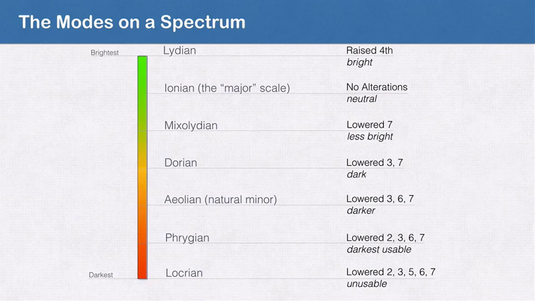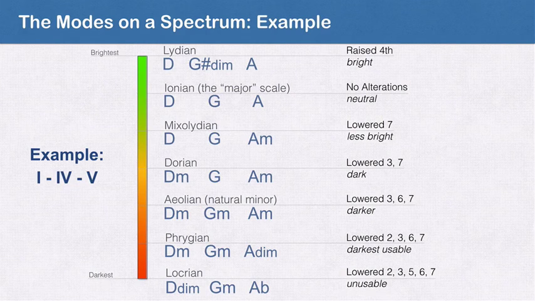And I think the best way to compare this is by looking at an example. So we can use a basic example here, which is just a 1-4-5 chord progression, which is super common in songwriting. So I'd like you to use that progression here. And I think it works out well because, as you'll see, as we go from brightest down to darkest, the changes tend to be one chord at a time.